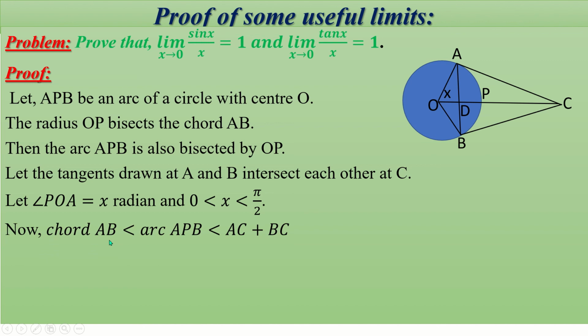Now chord AB, which is less than arc APB, which is less than AC plus BC from the figure. Clear? But AB means 2 into AD or 2 into BD. We take here AD, and arc APB equals 2 into arc AP, which is less than 2 AC or 2 BC.